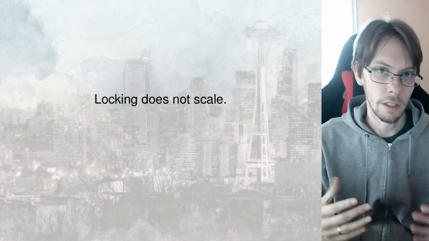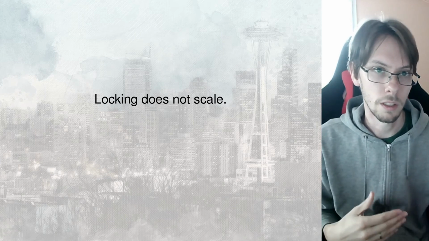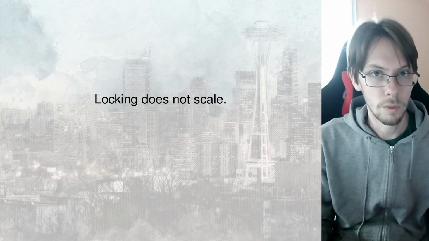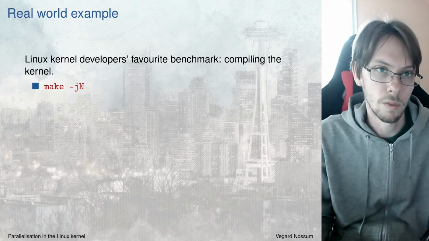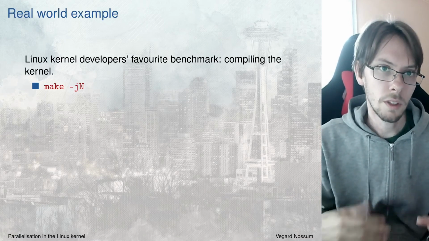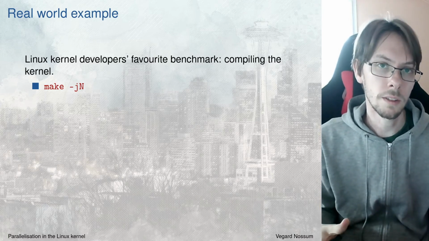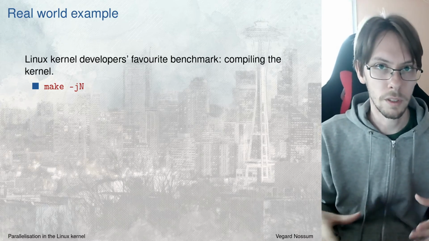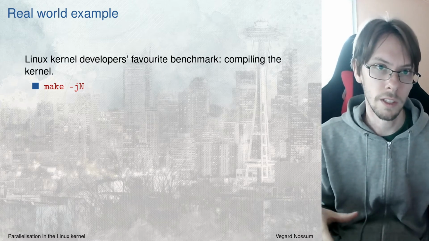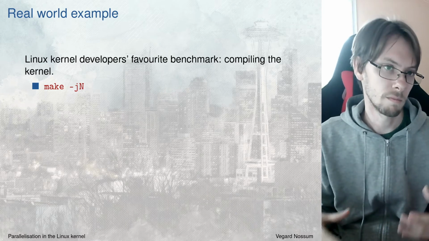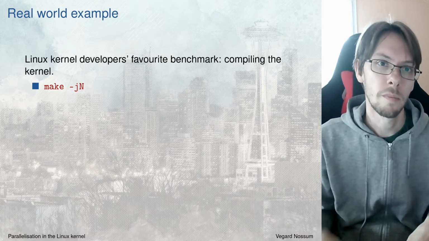For example, by reducing the time that you spend holding locks. And another possibility could be to improve the implementation of the lock itself. So I want to give a real-world example that kind of guides what I'll talk about next. This example is often quoted as Linux kernel developers' favorite benchmark, and it's compiling the kernel.